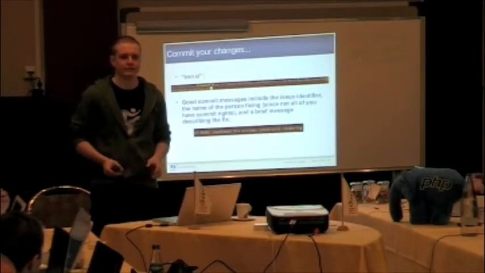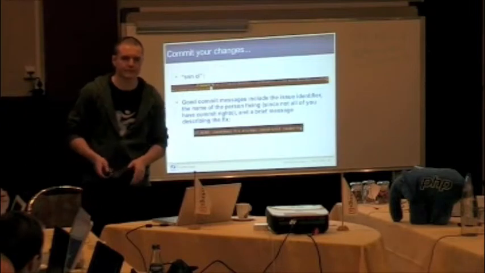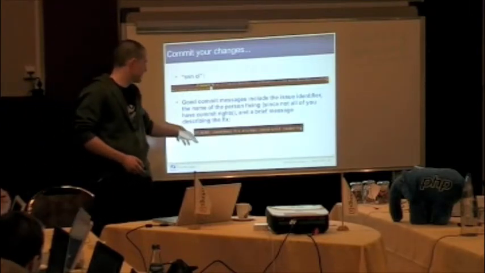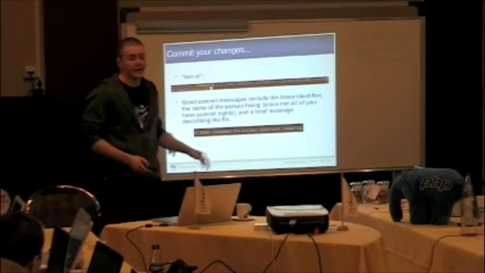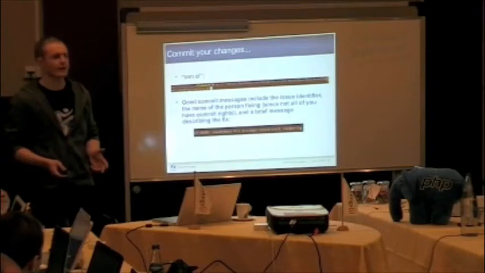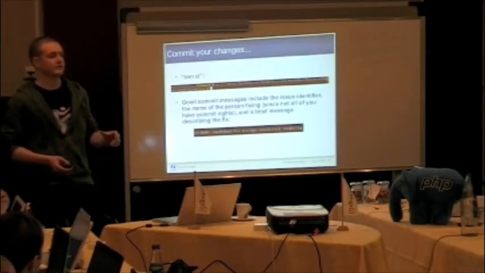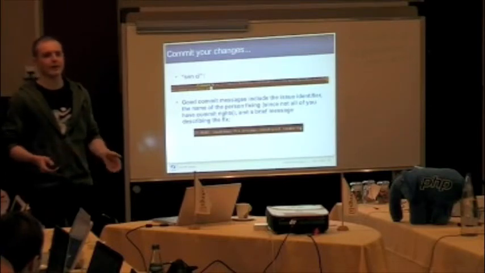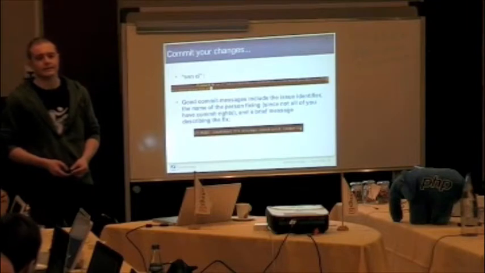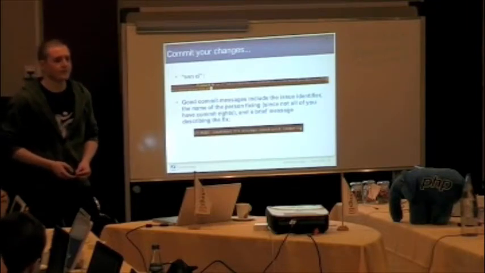Every commit you can supply a message and it should contain some information. As you can see here, it contains the issue number, followed by your name, or if you don't have Subversion access and somebody else is committing for you, the name of the author of the fix should be included there, so it's clear who fixed it.